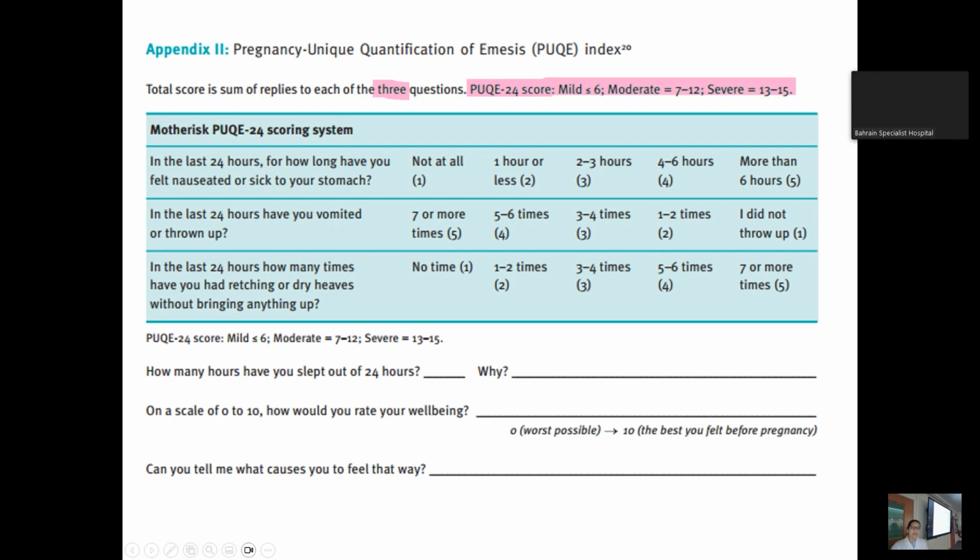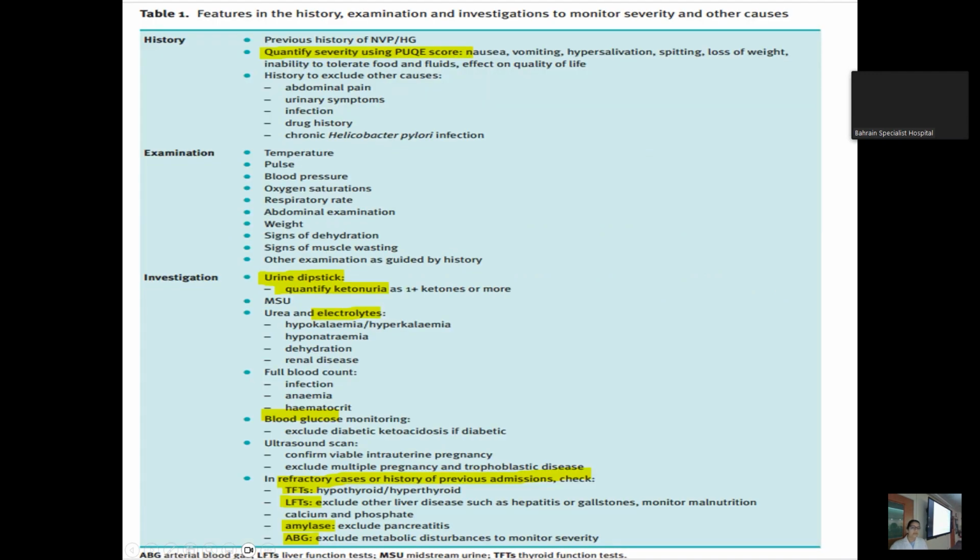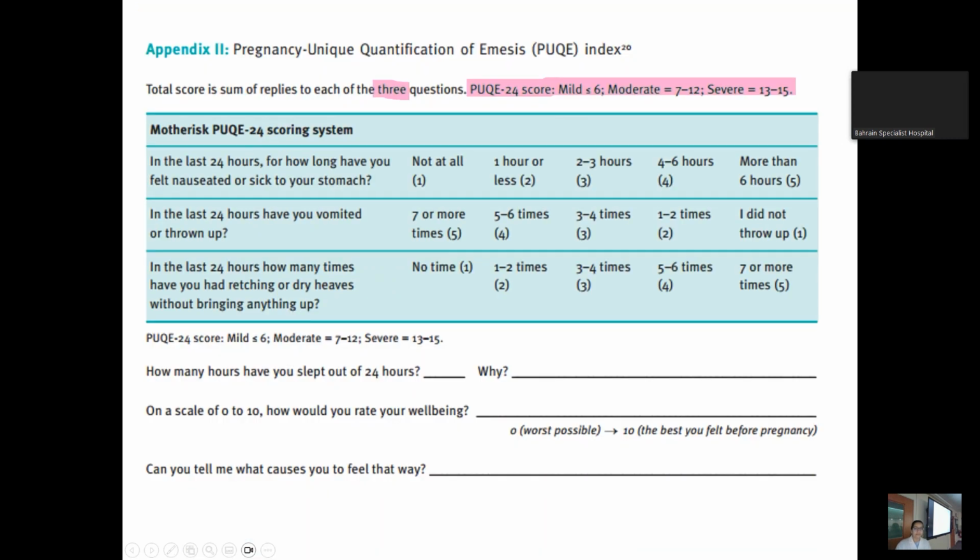The total score is 15, and we classify the patient as mild when the score is less than 6, moderate 7 to 12, and severe 13 to 15. So according to this PUQE system, we start with the workup and take the basic baseline investigations of the patient. We see the vitals, and important things to note are the urine dipstick to quantify ketonuria, serum urea and electrolytes, blood glucose monitoring, and in refractory cases or with a history of previous admission, check the thyroid level, LFTs, amylase level, and the ABG also.